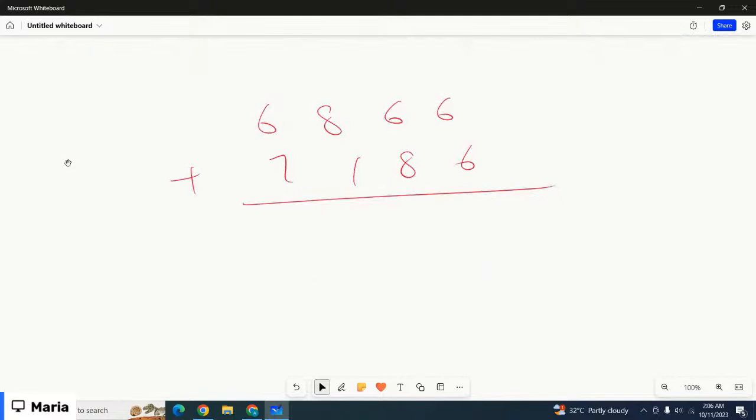When adding, you have to start from the rightmost digit, the digit that is at the ones position. Which digit is at the ones position? These are the digits at the ones position, then tens, then hundreds, and then thousands. You need to add the digits at the ones position. So 6 plus 6 makes 12, right? You write down the ones digit, 2, and carry the 1 to the next digit.